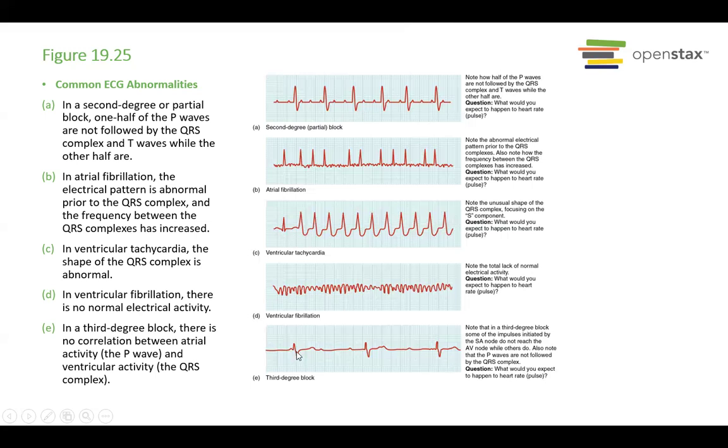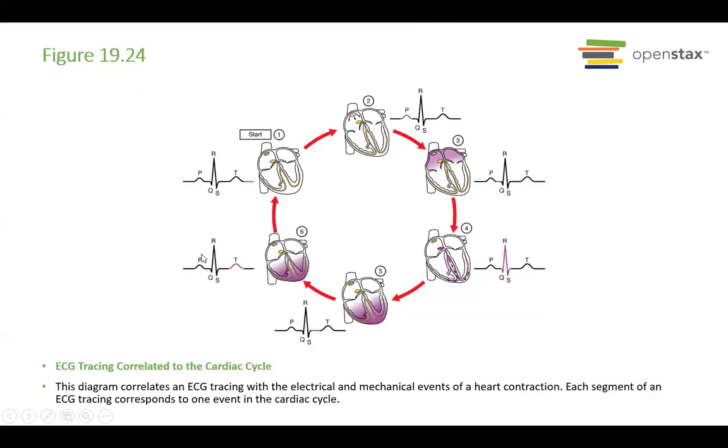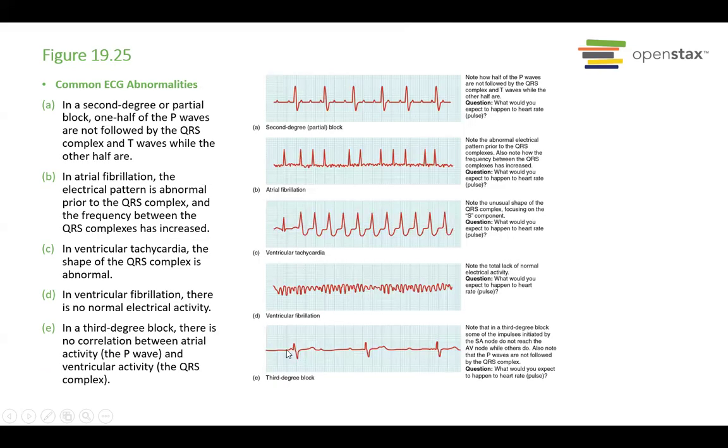In a third degree block, there is no correlation between atrial and ventricular activity. There is no clear P wave and no QRS. The QRS represents the ventricle and the P represents the atria. Here you see neither. So that's a third degree block. That's an example of arrhythmia.